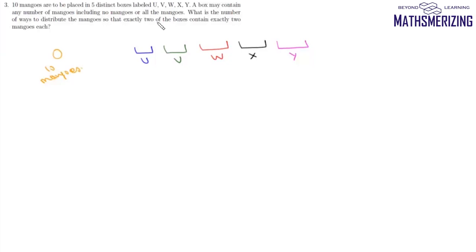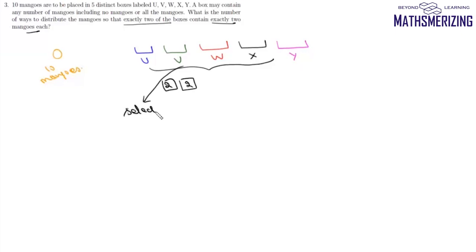Now the question says 10 mangoes are to be placed in 5 distinct boxes. A box may contain any number of mangoes including no mangoes or all the mangoes. What is the number of ways to distribute the mangoes so that exactly 2 of the boxes contain exactly 2 mangoes each? Now it simply means out of these 5 boxes, exactly 2 boxes have 2 mangoes each. So that means we have 2 boxes containing 2 and 2 mangoes. What we'll do is select which boxes have these 2 mangoes each. So out of these 5, we need to select 2 boxes.